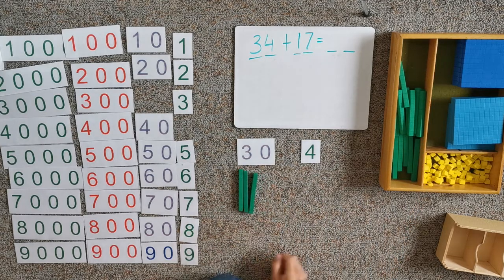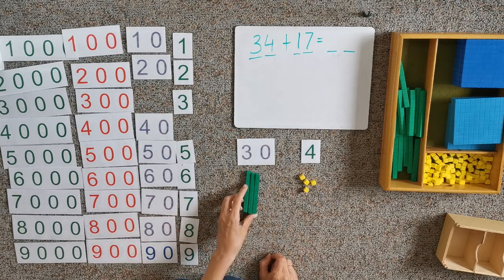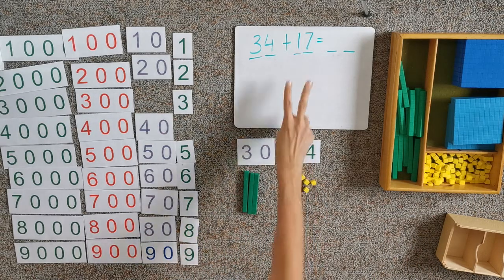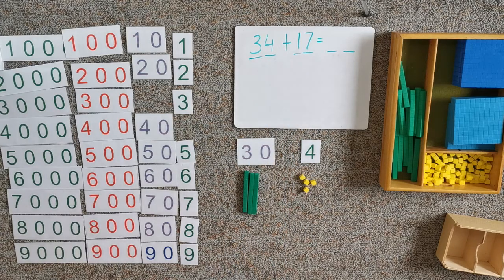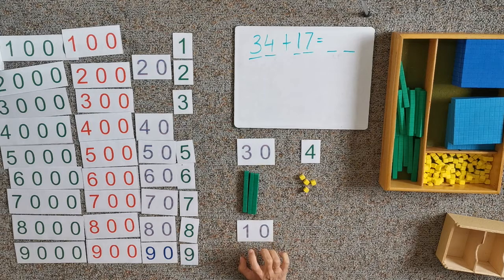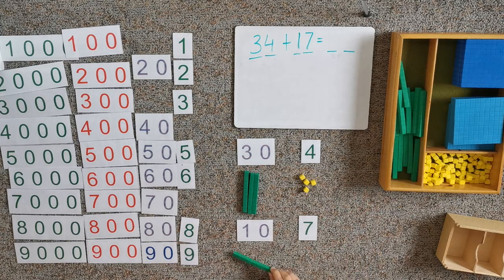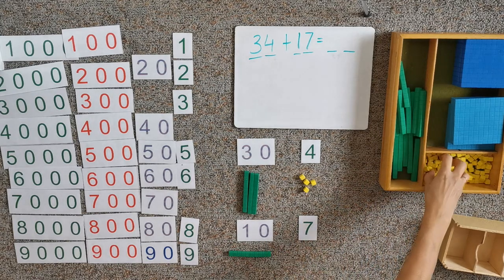3 tens. 1, 2, 3, 4 ones. And now let's go with 17. 17 is 1 ten and 7 ones. 17, right? 10 plus 7. And with blocks, I'm going to put it like that.